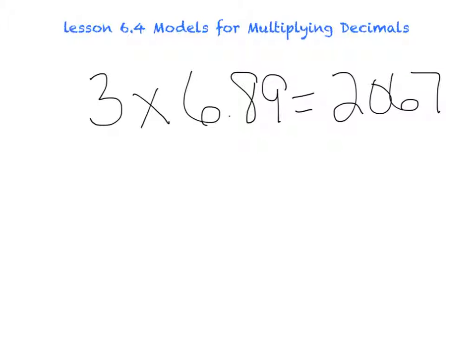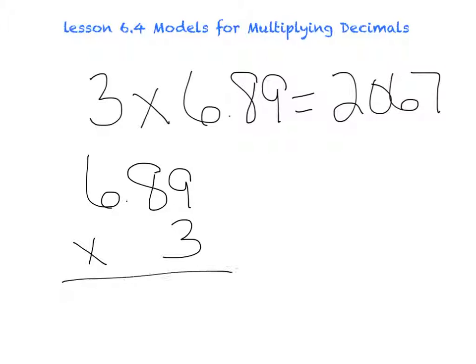The easiest thing to do when you're coming across a problem that is written across horizontally is to write it vertically. So instead of having it going across like it is here, have it go up and down. So what I'm going to do is I'm going to rewrite my problem. 6 and 89 hundredths times 3. And that equals 2067.